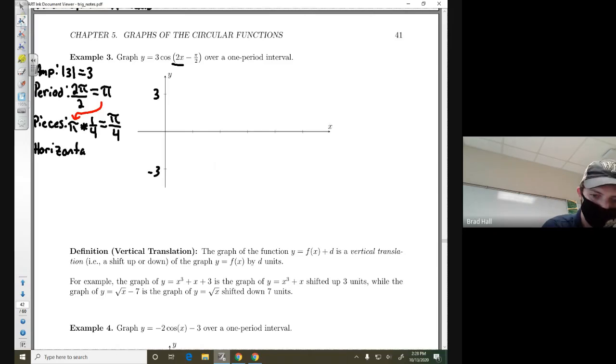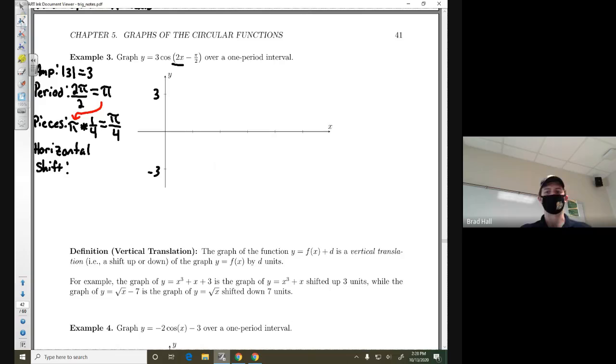Here's an interesting question. What is the horizontal shift? Pi over 2 to the right. No. Is it pi? Because the 2. I think you're just saying numbers and random things now.